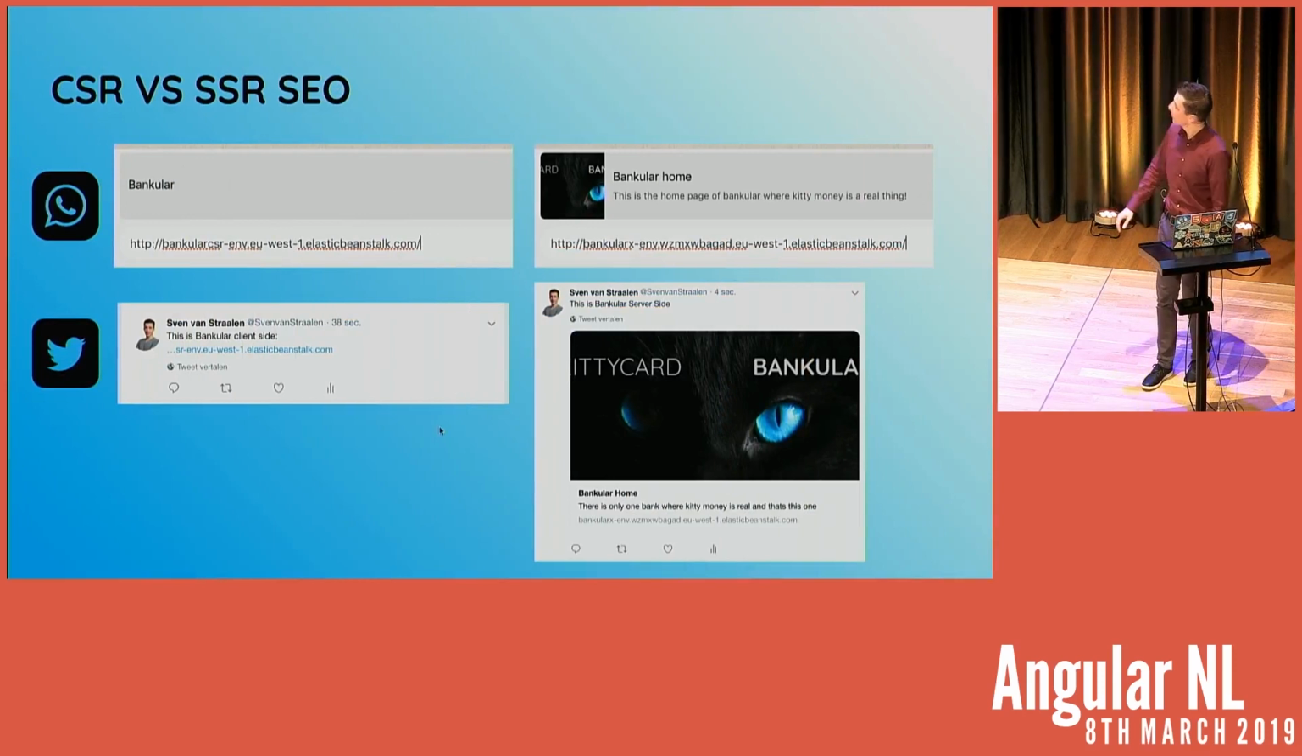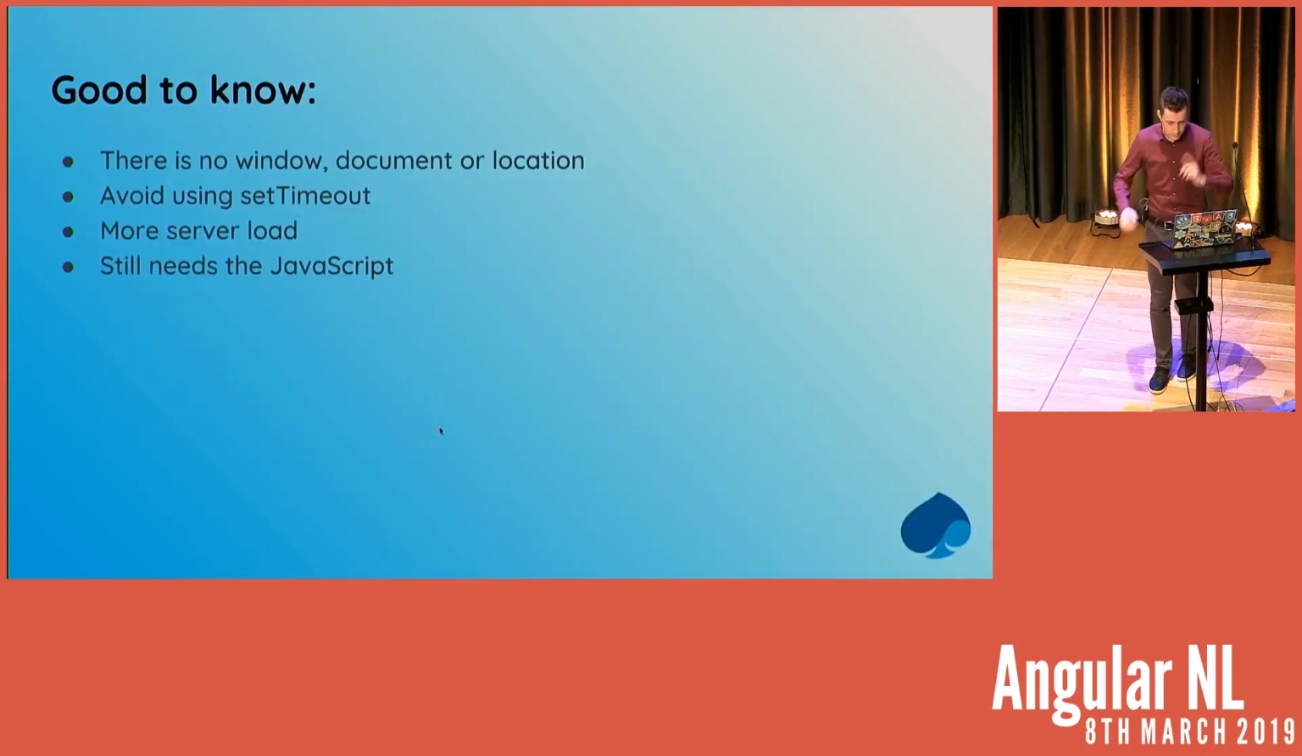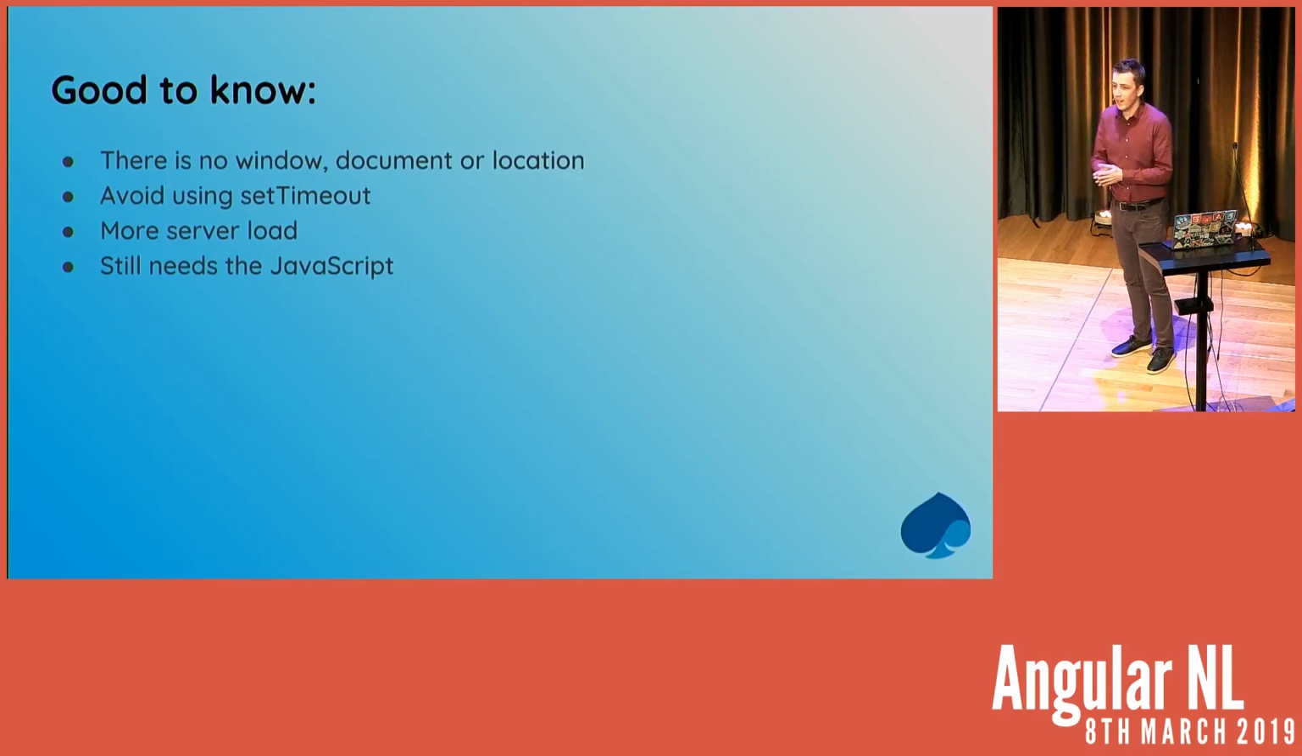Oh yeah, good to know. There are some issues with doing server-side rendering, because you're on the server. You can't use the window object, the document object, and the location object. This also means that if you have node modules, for example, that use the window, document, or location object, then they also won't work. So that's a tricky thing to find out. Avoid using setTimeout, well, duh, because it will slow down your server. And then we have more server load. That's quite an issue that we can have.